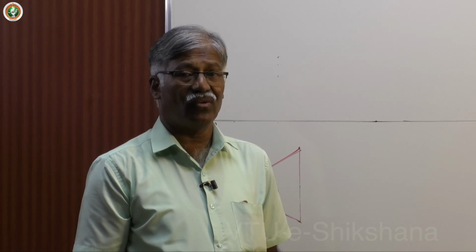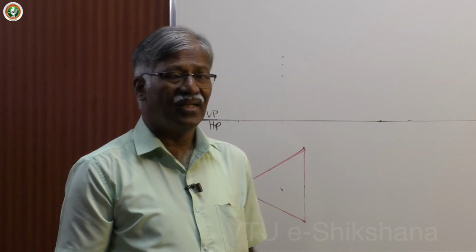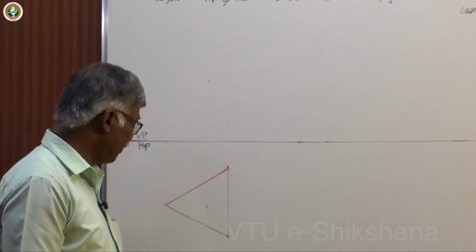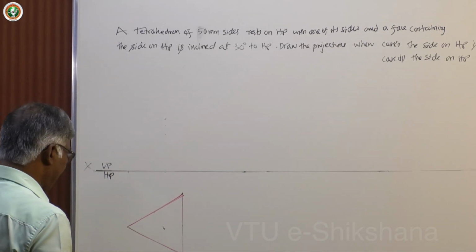Now let us work out two important and typical solids. One is the limiting case of the triangular pyramid, that is the tetrahedron, and that we will work out now. And one more is the hexahedron, that is the limiting case of the square prism. First let me take this problem, that is a tetrahedron problem.